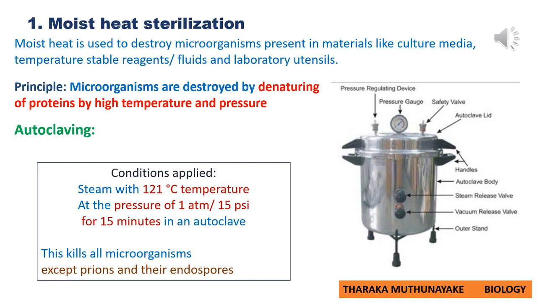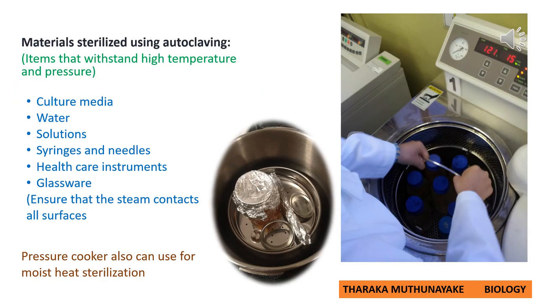At these conditions, microorganisms will be destroyed, but prions and the endospores of microorganisms can't be destroyed using this autoclaving. Remember that. So which type of materials can be sterilized using autoclaving? Simply we can say items that withstand high pressure and high temperature can be sterilized using autoclaving. For an example, culture media, water, solutions, syringes and needles, healthcare instruments, and glassware.